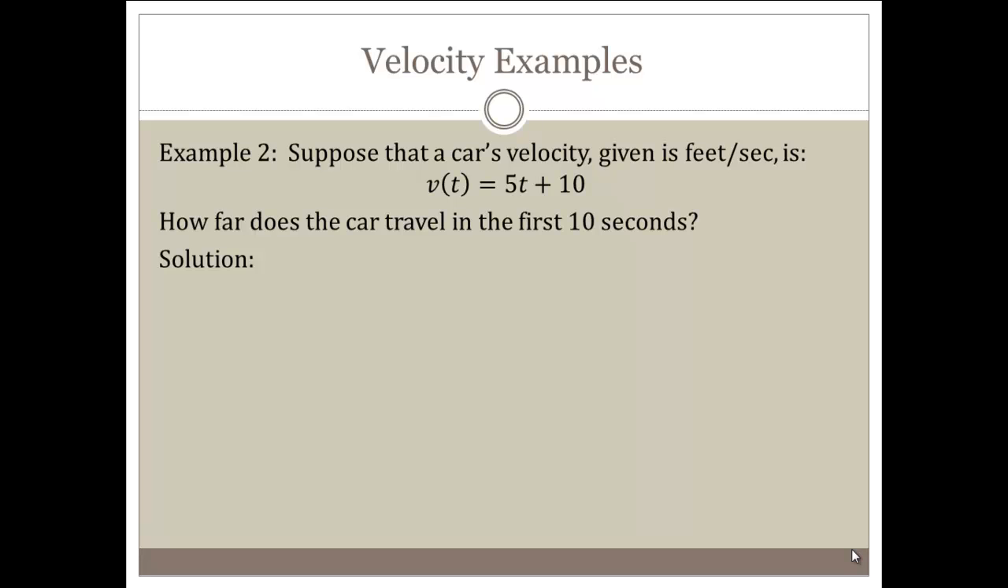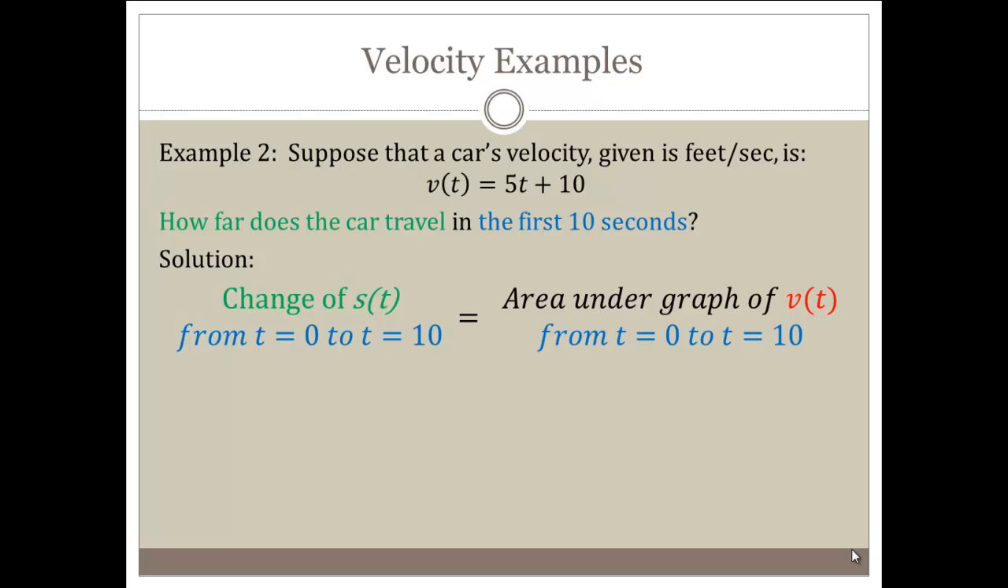Similar to our last example, we can translate the question from how far does the car travel in the first 10 seconds to what is the change of s of t from t equals 0 to t equals 10. Again, to solve this, we'll use that this equals the area under the graph of v of t from t equals 0 to t equals 10. So again, we need to look at the graph of v of t.